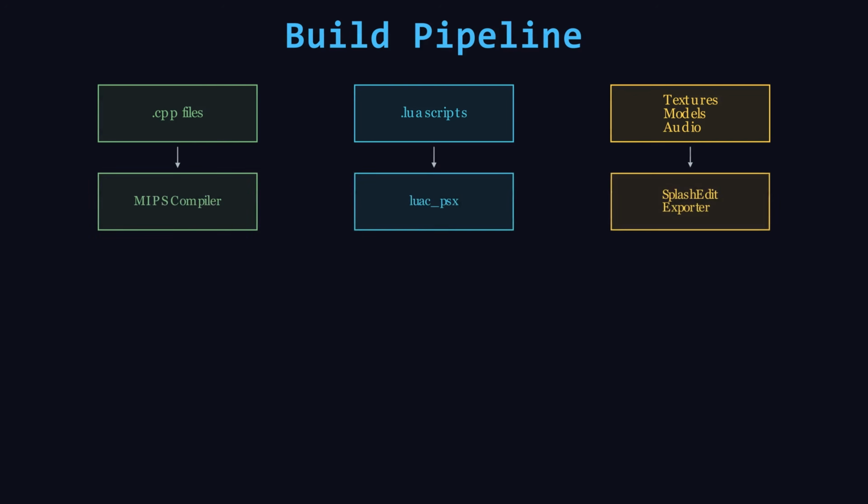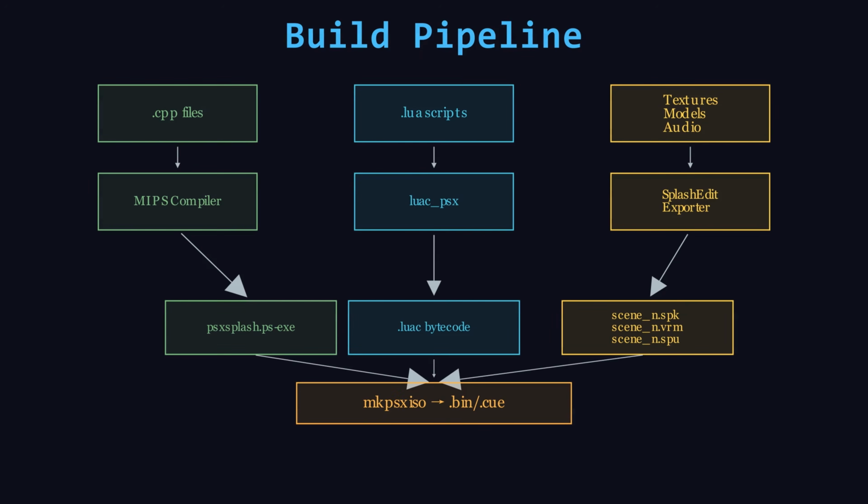Your models get triangulated and exported into a custom binary format called a splash pack. All your Lua scripts get precompiled into bytecode so the PlayStation doesn't have to waste time parsing them. A bounding volume hierarchy gets built so the renderer can do frustum culling, and audio gets converted to SPU ADPCM. You never see any of this, you just press a button.